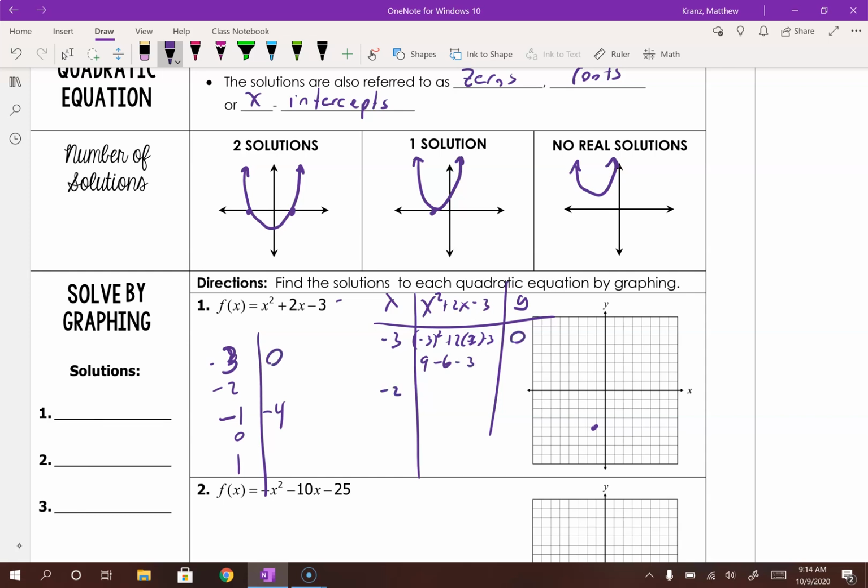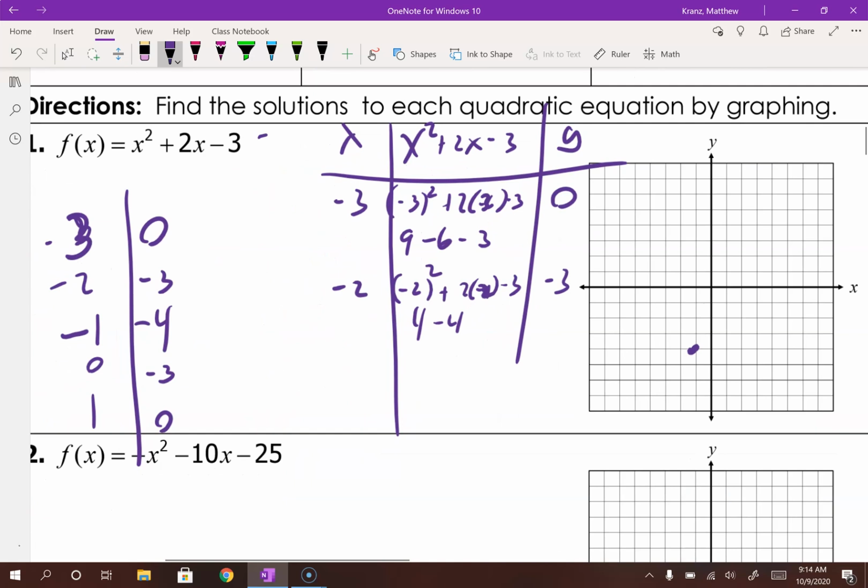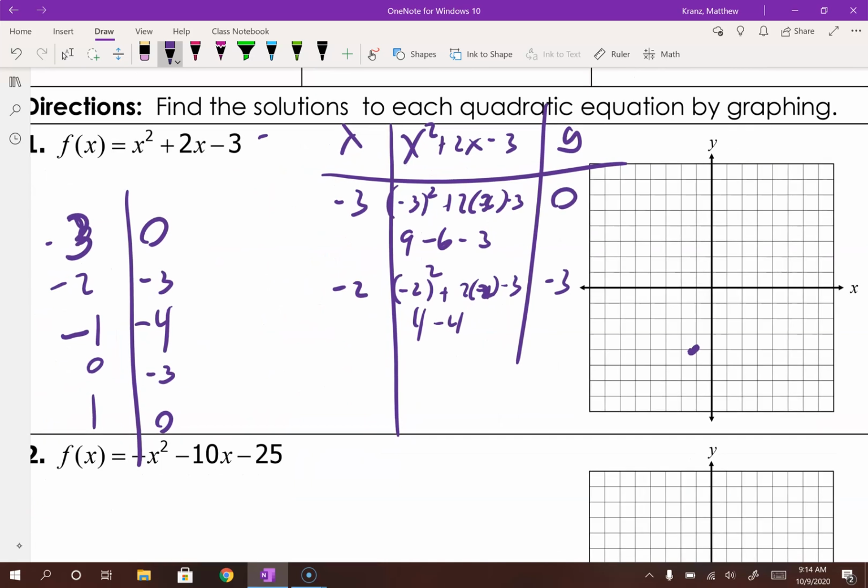For negative 2, we're going to have negative 2 squared, which is 4, plus 2 times negative 2, which is negative 4, minus 3. So that'll get me a negative 3 when I'm done. So now when I graph it, I have negative 2, negative 3, and negative 3, 0. And then I have 0, negative 3, and 1, 0. So this is what my parabola looks like.